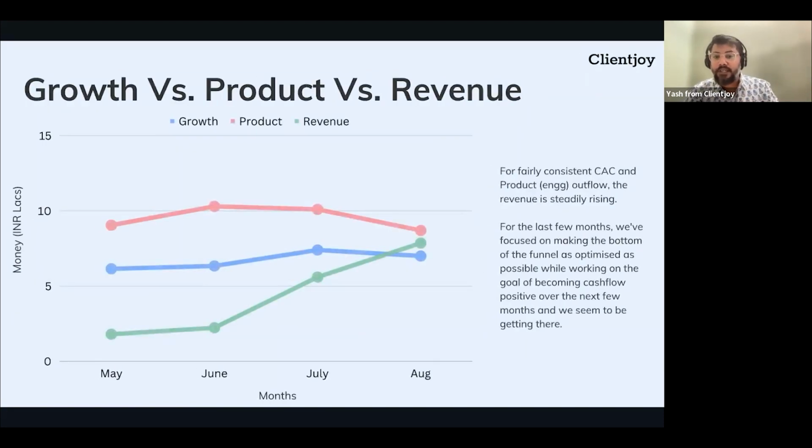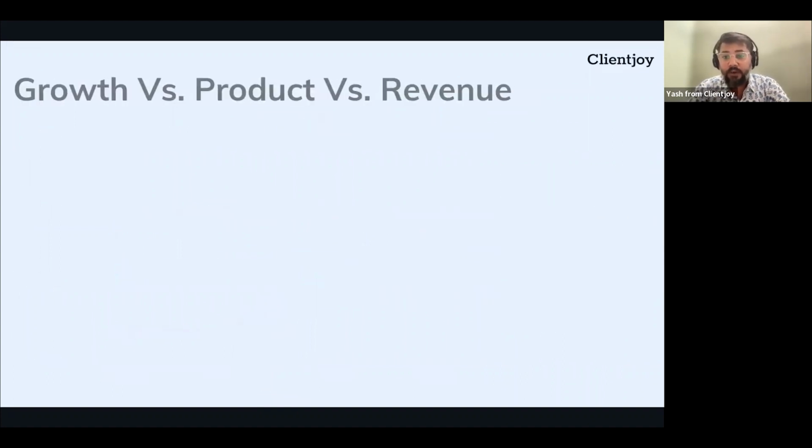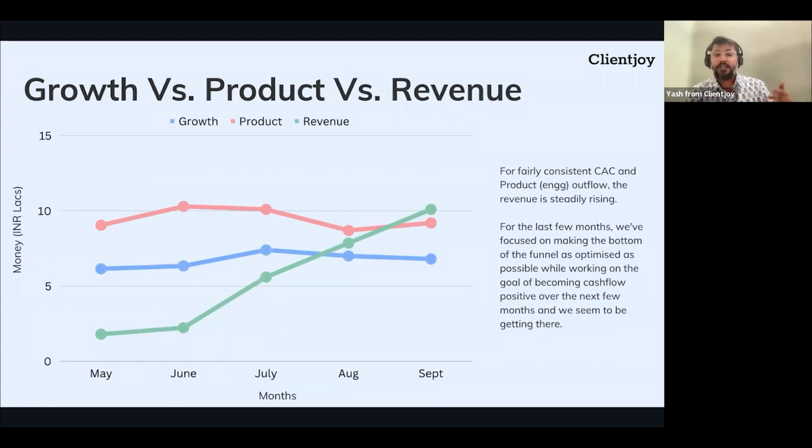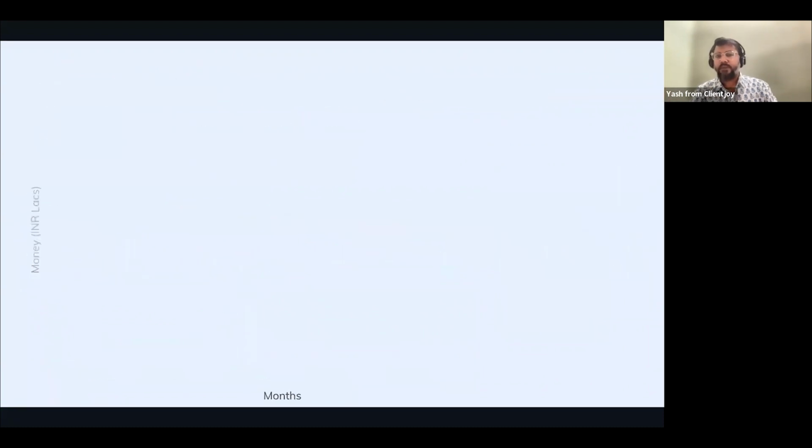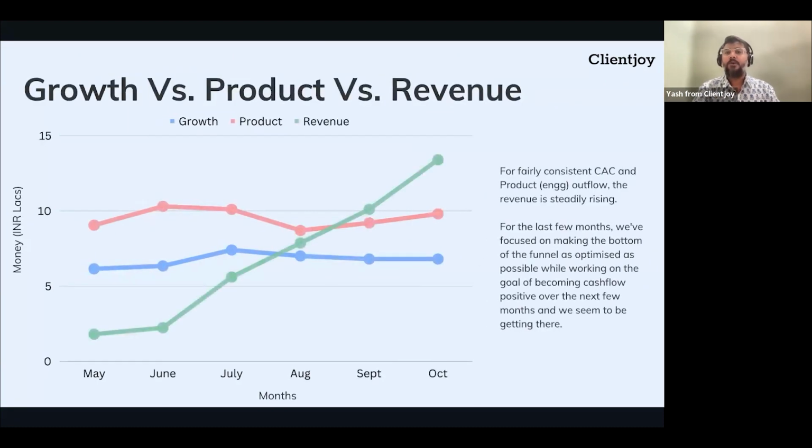For the month of August, our revenue actually surpasses the amount that we are investing in growth. So now the revenue is paying for all the ads that we are running, or all the people that we have, or all the agencies that we are working with at that point in time. For August, we do somewhere close to about 7.5 lakhs in monthly revenue. For September, we actually surpass the product cost as well, doing somewhere close to about 10 odd lakhs. And for the month of October, we reach about 14.5 lakhs, right?